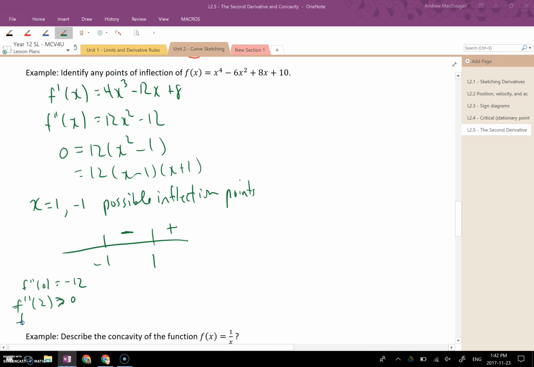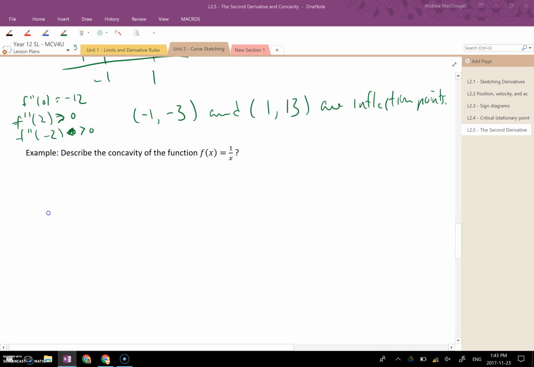And what do we get when we plug -1 into the original? 1 minus 6 is -5, minus 8 is -13, plus 10 is -3. And what do we get when we plug 1 into the original? We get 1 minus 6 is -5, plus 8 is 3, plus 10 is 13. They are inflection points.